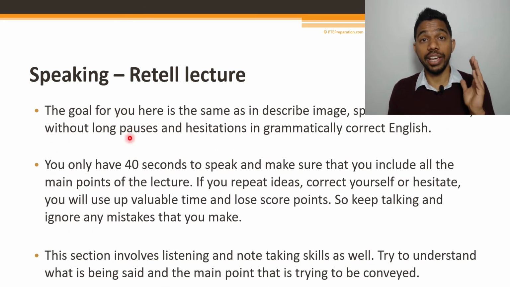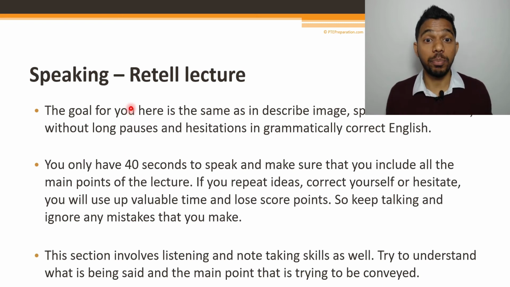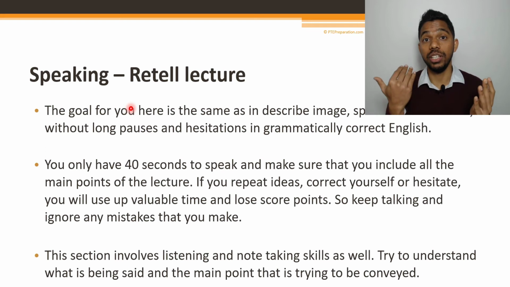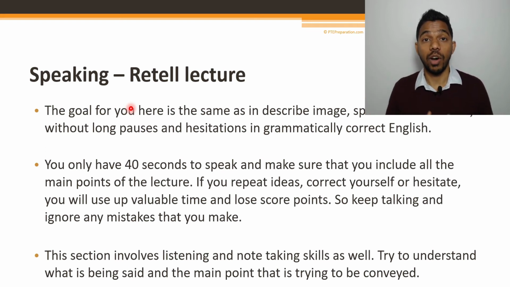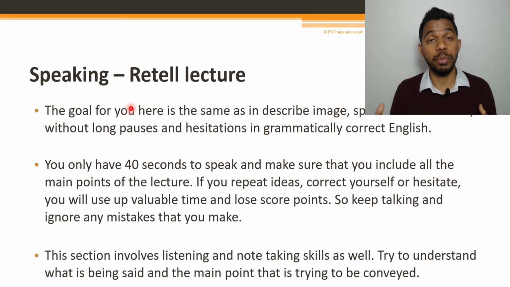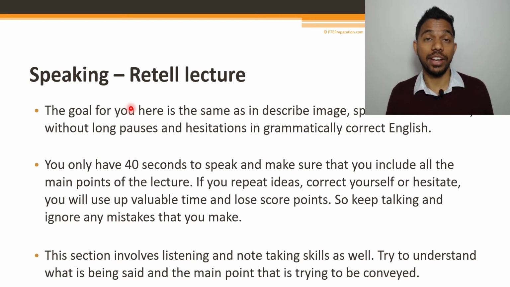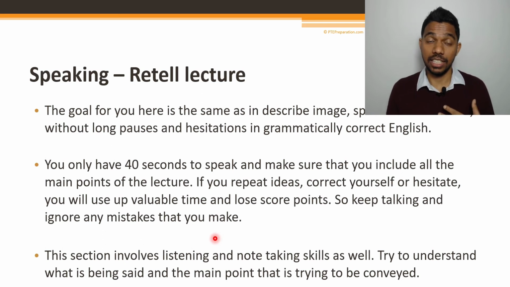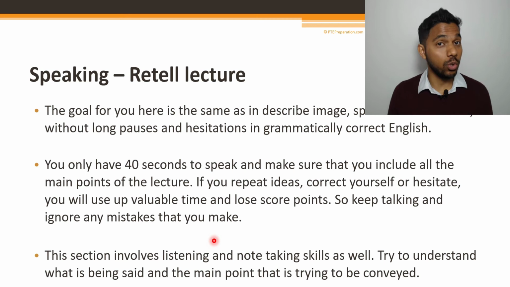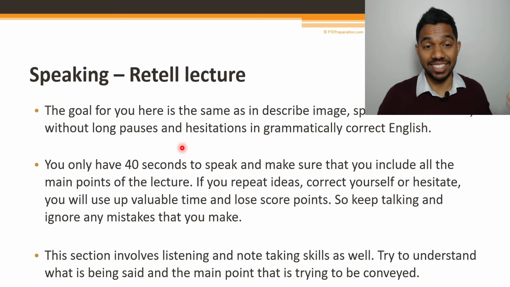Okay, the goal for you in retell lecture is similar to describe image. You need to speak for 35 seconds without any pauses and hesitations, and obviously you need to be speaking grammatically correct sentences while you're doing so. You have only 40 seconds to speak, so make sure that you include all of the main points in the lecture. If you repeat ideas and you correct yourself or you hesitate, you lose valuable time and you lose your point. So keep talking and ignore any mistakes that you make. Obviously the goal is to speak without pauses, but if you do make a hesitation or a repetition, you just carry forward and don't get stuck.